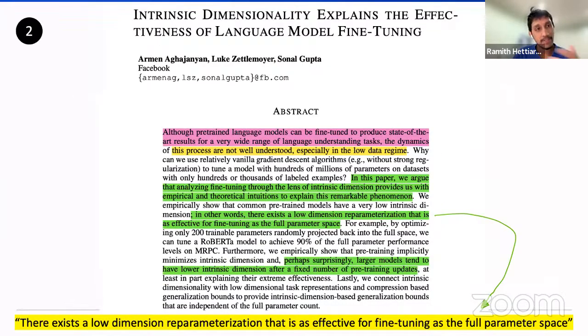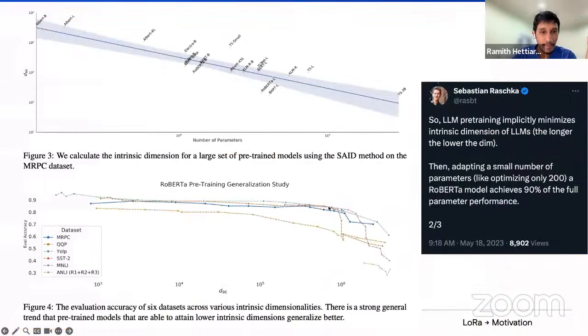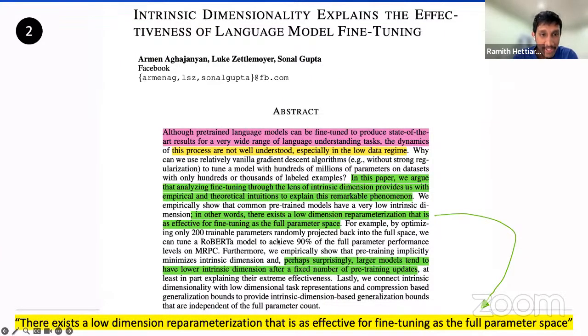There's another paper from the Facebook AI group, which came after that previous paper. They mentioned basically that after we train a model with an overparameterized number of parameters, there exists a low dimensional reparameterization that can be used for fine tuning. I think in this paper, they selected a subset of parameters. Specifically, they mention here that 200 trainable parameters randomly projected back to the full space can still achieve 90% of the full performance.